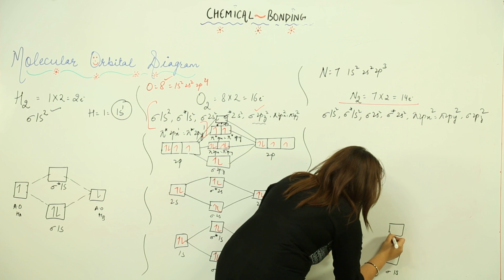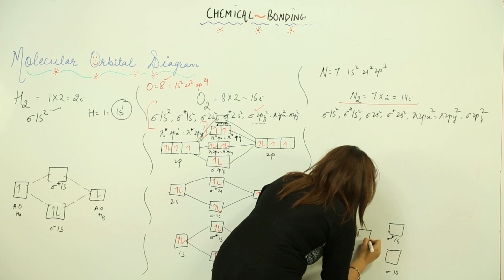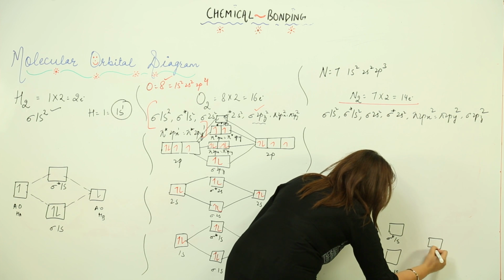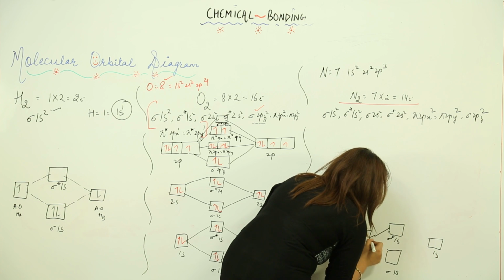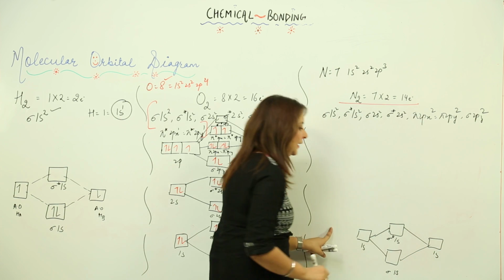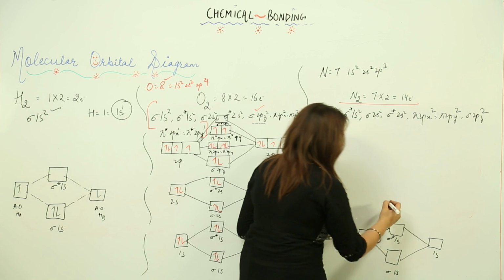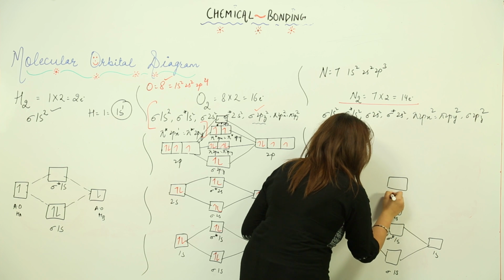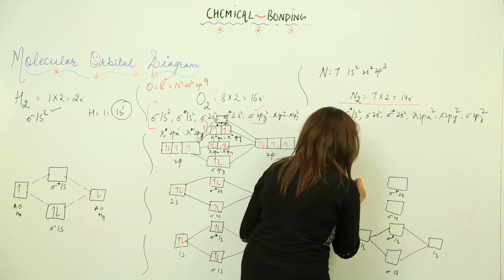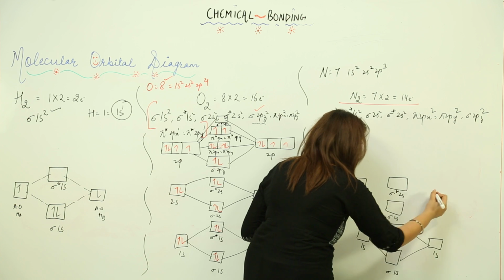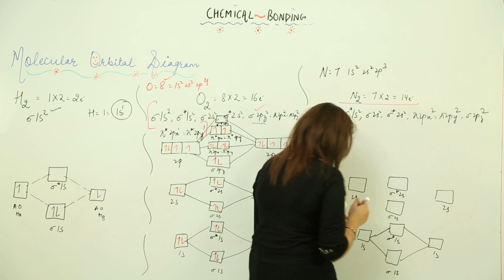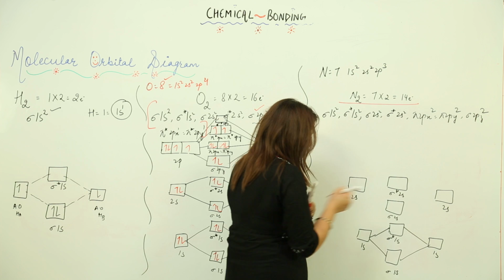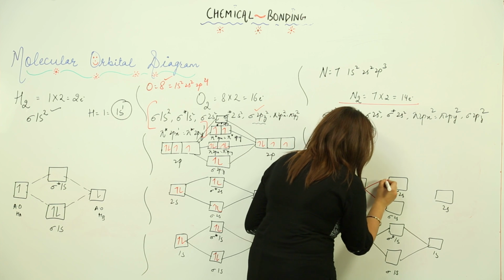Sigma 1s, sigma star 1s, and here come my atomic orbitals. I'll join them like this. Now I'll fill in the 2s again: sigma 2s, sigma star 2s, and this is my atomic orbital 2s and 2s. I'll join them with the multicolored lines. Let's make it colorful.